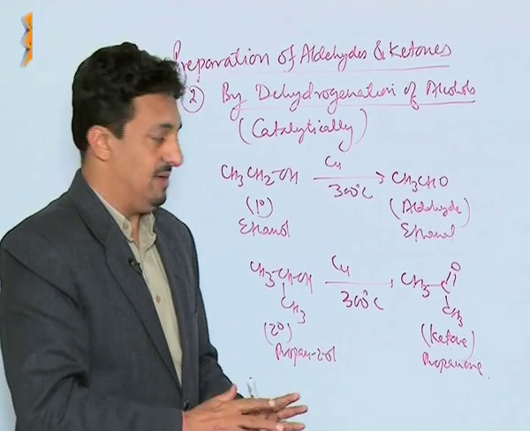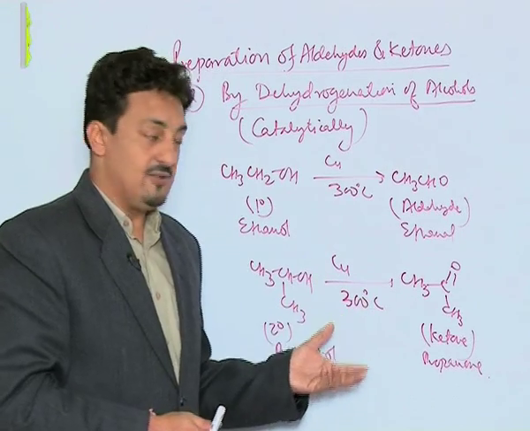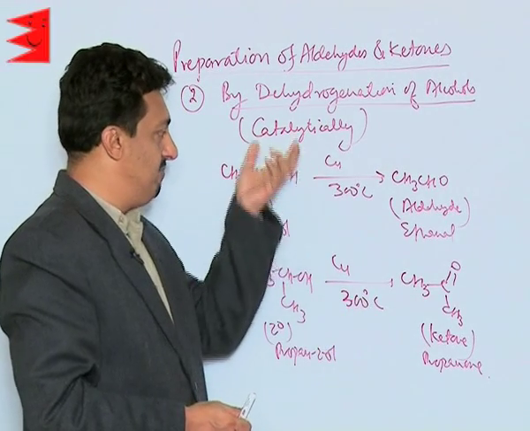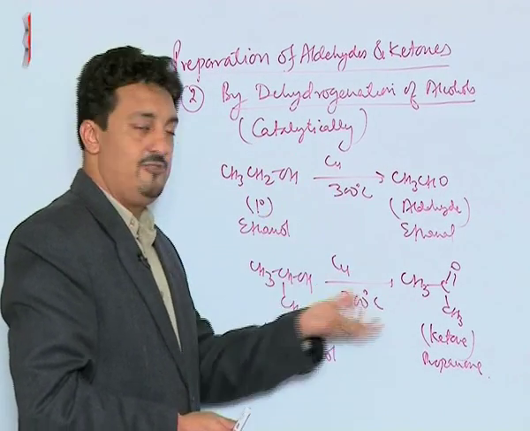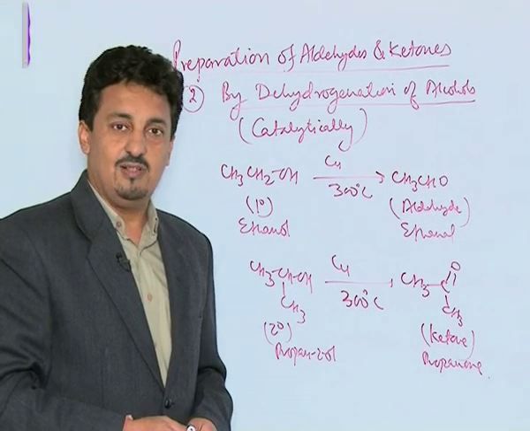So I'm not writing on this reaction because we have to prepare aldehydes and ketones. And yes, by simple dehydrogenation, catalytic dehydrogenation, we can prepare aldehydes and ketones from primary and secondary alcohols respectively.